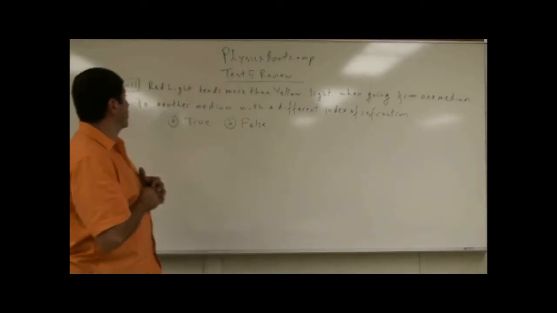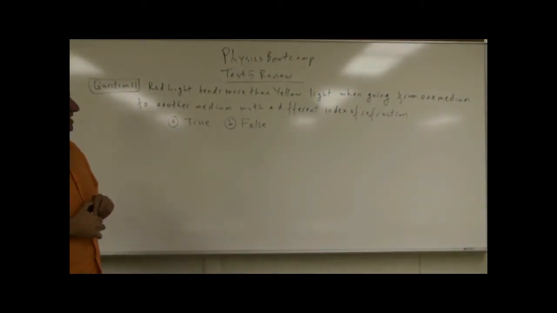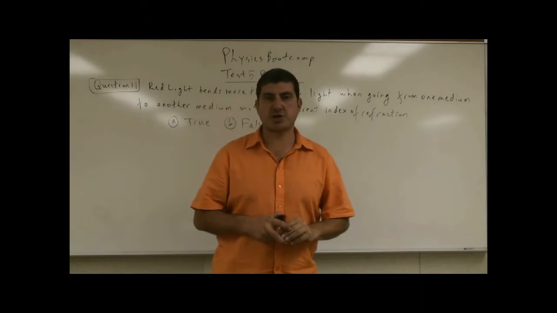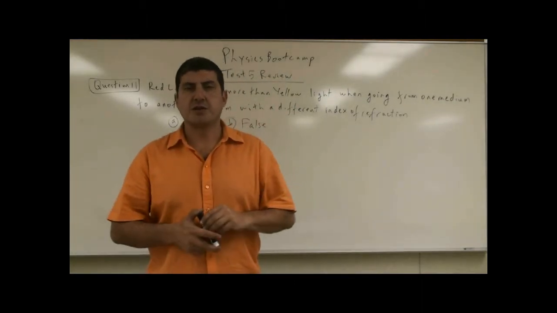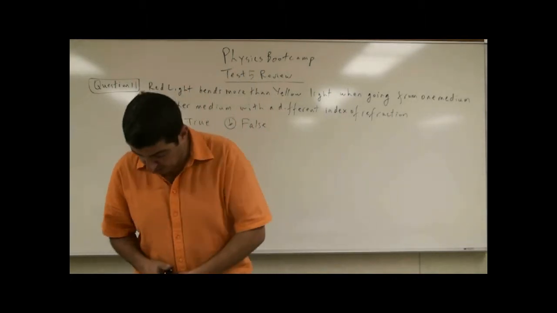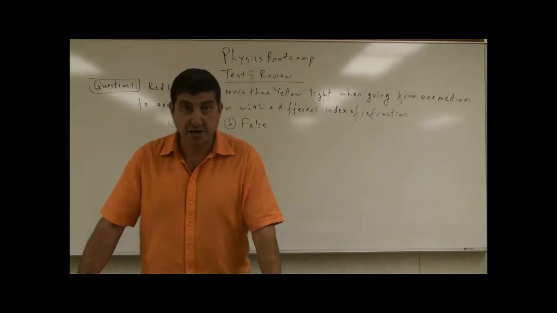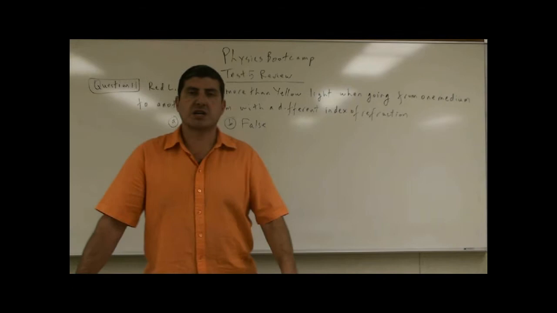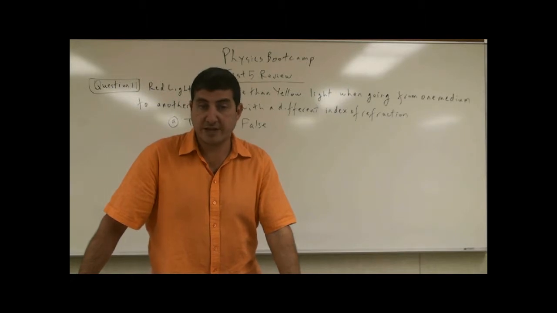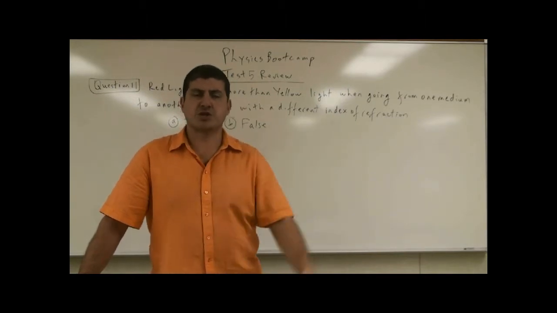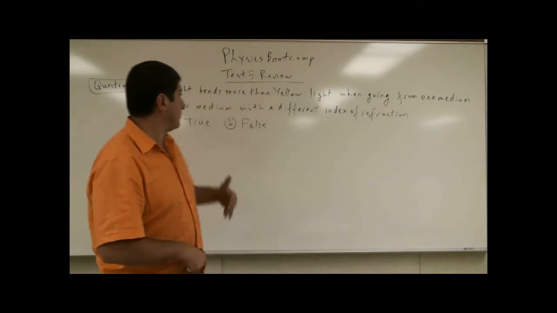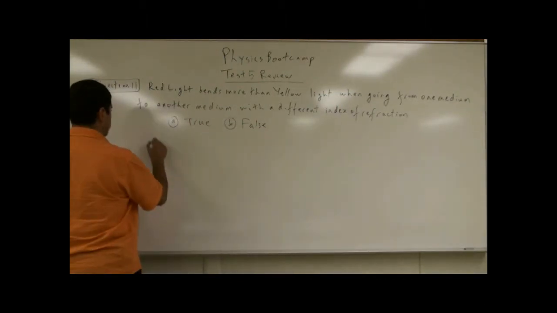Question 11 says, red light bends more than yellow light when going from one medium to another medium with a different index of refraction. When I was talking about the law of refraction, and particularly in question number 6, previously in this test review, I was talking about the critical angle and the phenomenon of total internal reflection. I mentioned diamond, and how different wavelengths of light bend differently in a medium. So this phenomenon is known as dispersion.